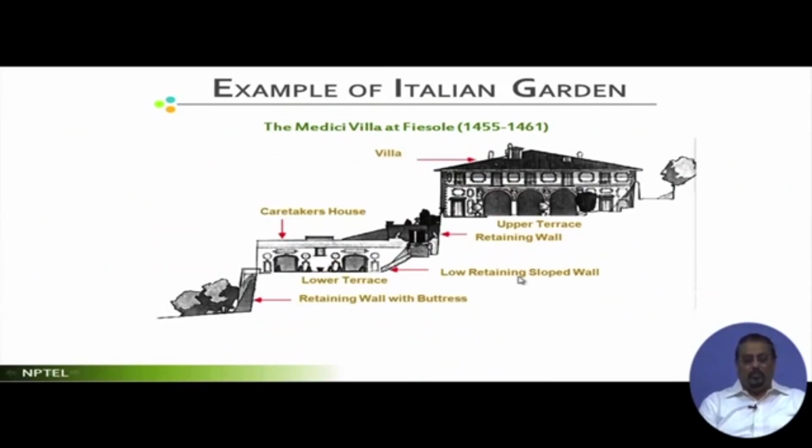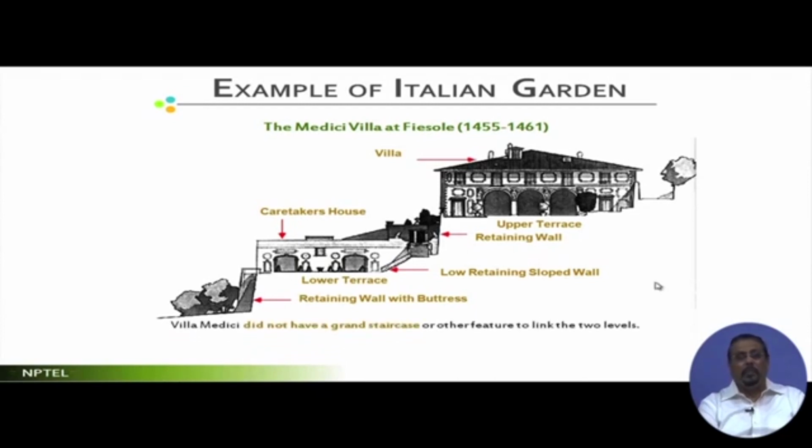Let us look at the section as we found in the references. We have the villa, we have the caretaker house, and these level changes were structurally made stable with buttressed walls, stone walls. Okay. So, this is the upper terrace, then the lower terrace. These are retaining walls. Entirety was a landscape site that they have created.